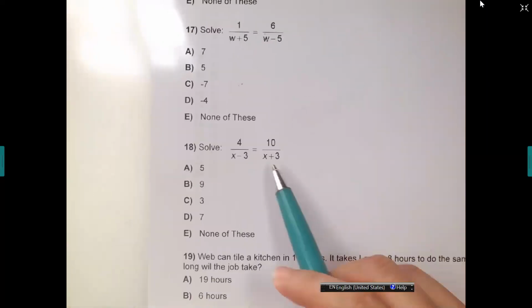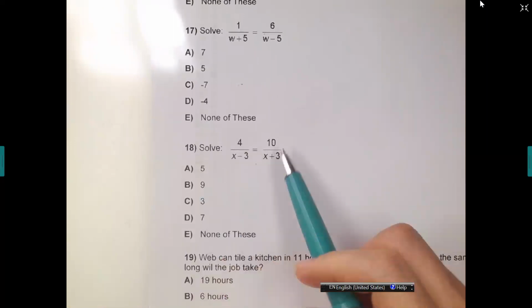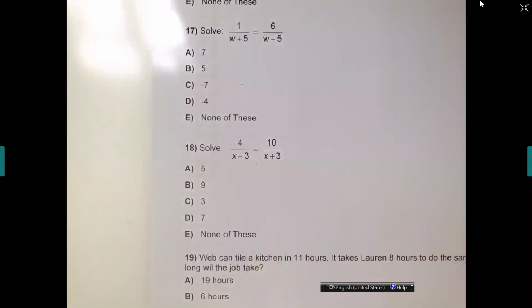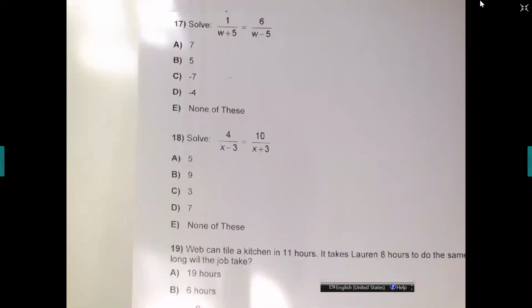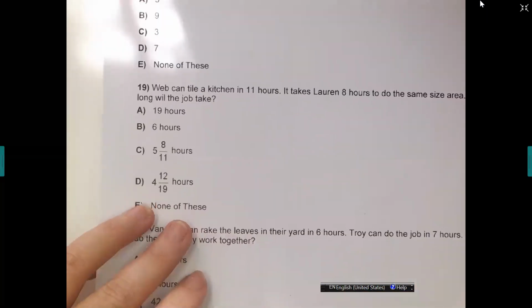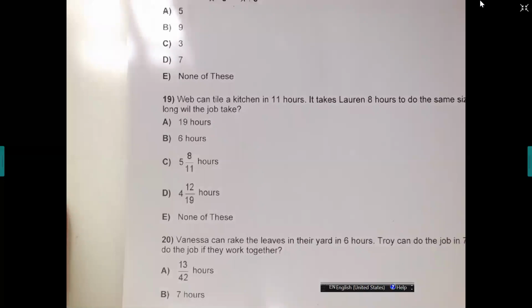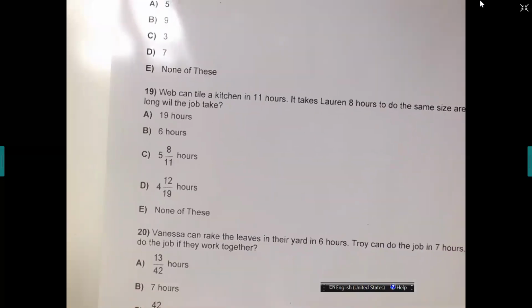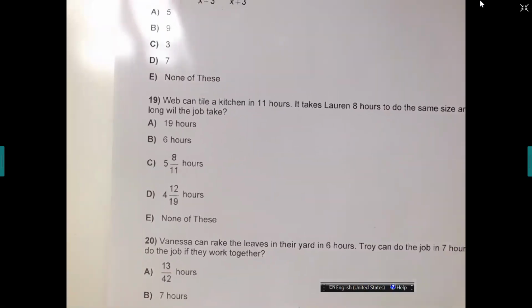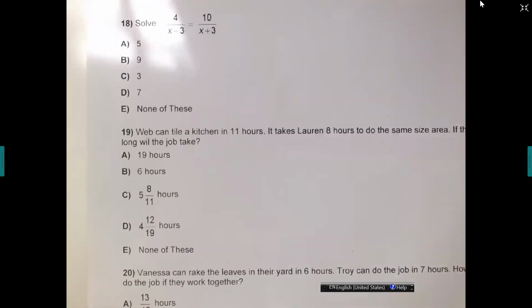Okay, and also like 18 here, what do we do? Cross multiply. What I want to share with you: the last two problems on the test are a word problem, a practice problem, a real life problem. We do not see the equations. We have to look for the equation by ourselves.